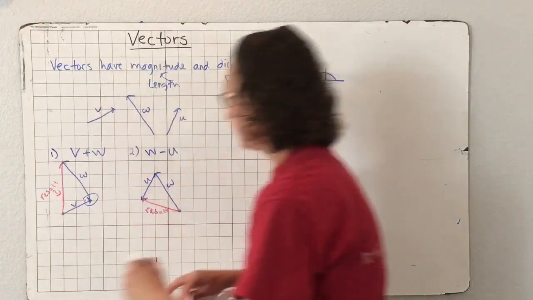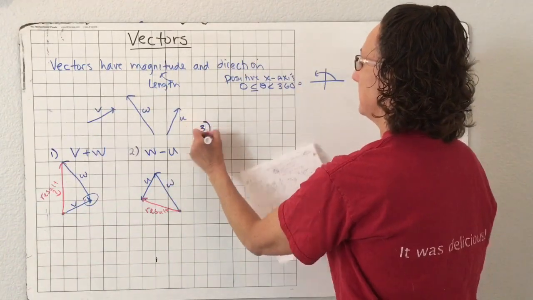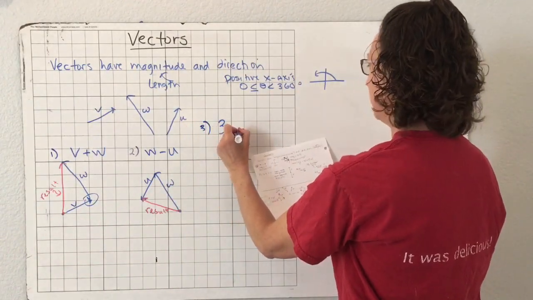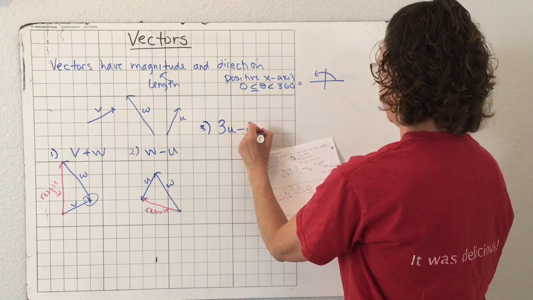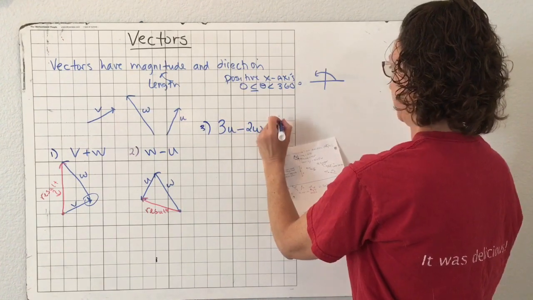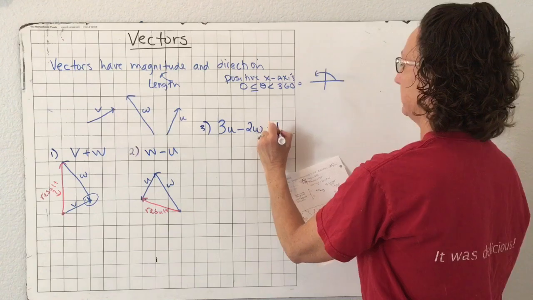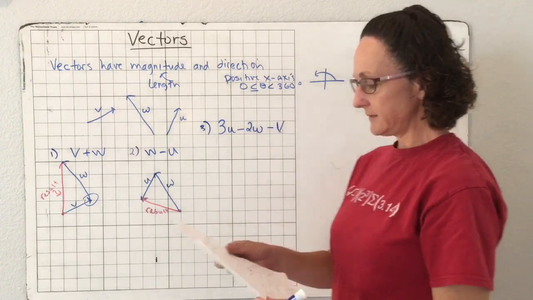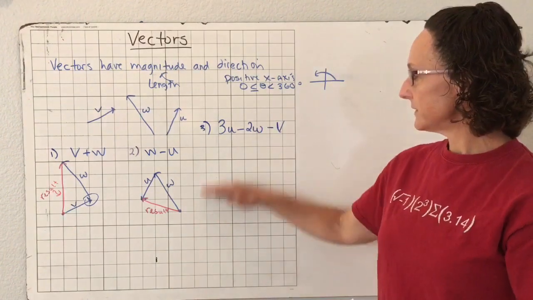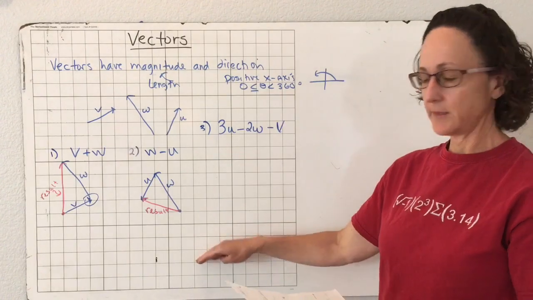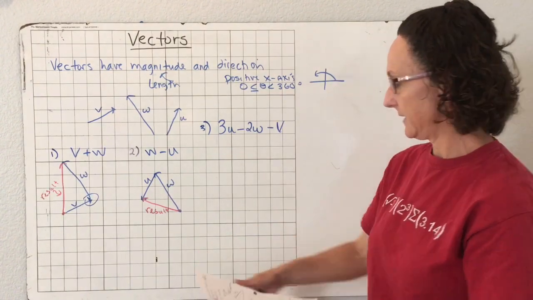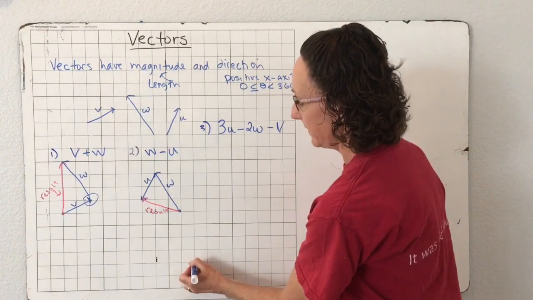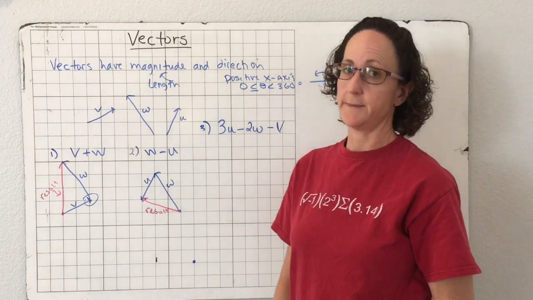I want you guys to draw 3u minus 2w minus v. It does not look like a v, hold on. Okay, and just a little heads up, this one's kind of tall, so give yourself some space right here. Okay, so I'm gonna go ahead and start mine down here somewhere, okay? If you wanna pause this and try this on your own, that's a good idea, okay?